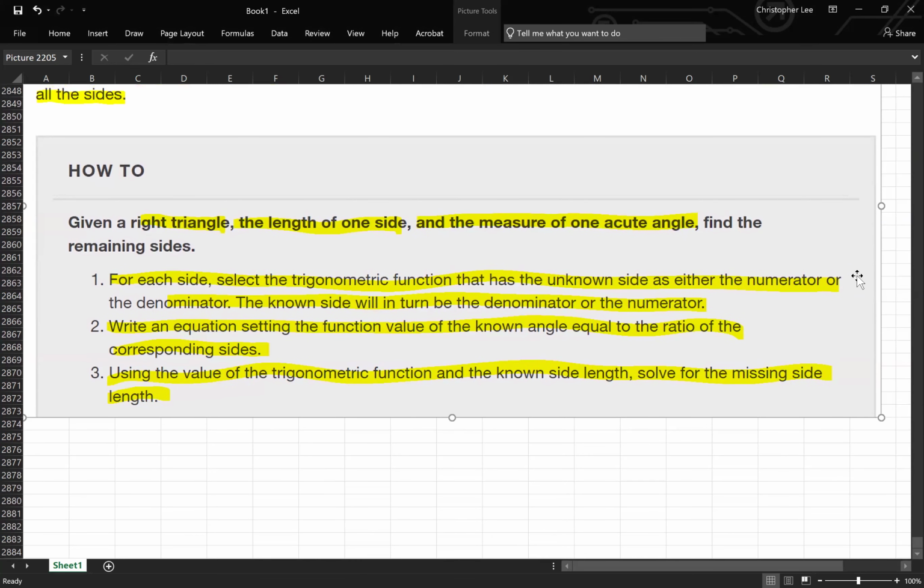Step one. For each side, select the trigonometric function that has the unknown side as either the numerator or the denominator, your choice. The known side will in turn be the denominator or the numerator. Step two. Write an equation setting the function value of the known angle equal to the ratio of the corresponding side. Step three, using the value of the trigonometric function and the known side length, solve for the missing side length. Perfect. Right there.